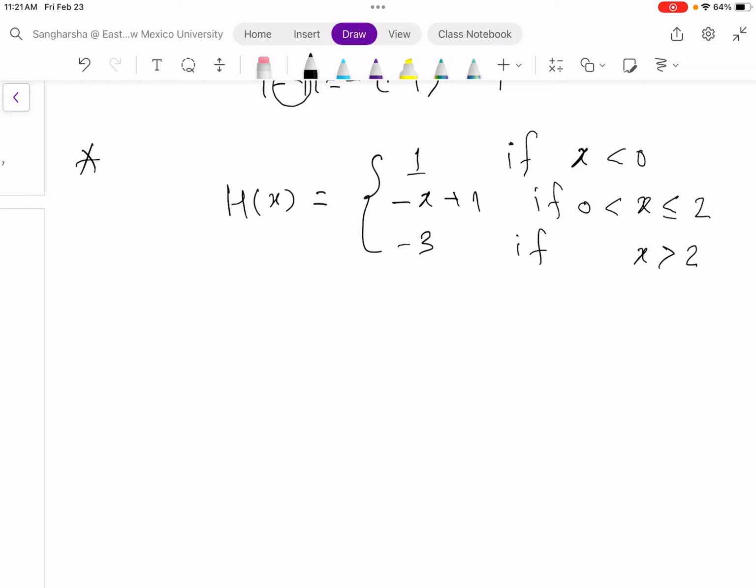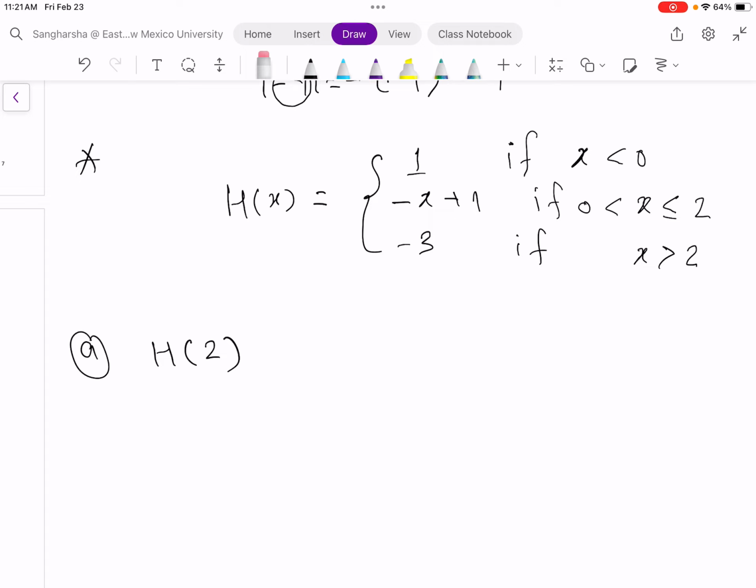So for different input, we have a different output. So whenever you choose a number x which is less than 0, your output is 1. Whenever you choose a number input between 0 and less than or equal to 2, your output is negative x plus 1. And whenever your number is greater than 2, then your output is negative 3. Now, here the question is, what is h of 2? So we are trying to find h of 2.